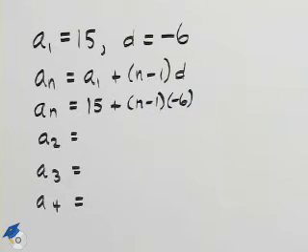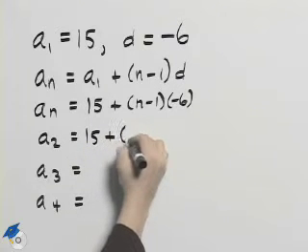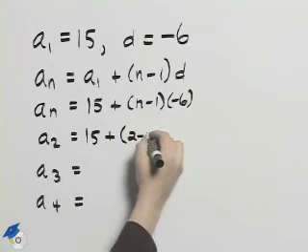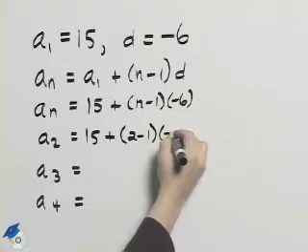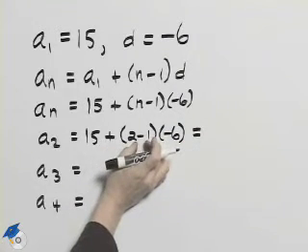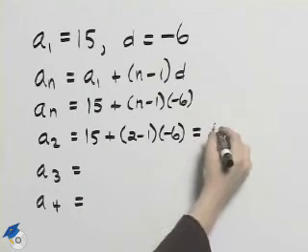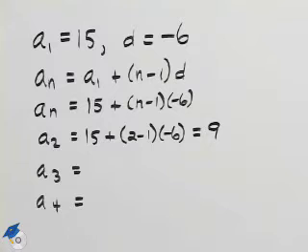And I'll use that formula to find a sub 2, a sub 3, and a sub 4. So in this case, a sub 2 will be 15 plus 2 minus 1 times negative 6. This will be 2 minus 1 is 1, so 15 plus negative 6 is 9.